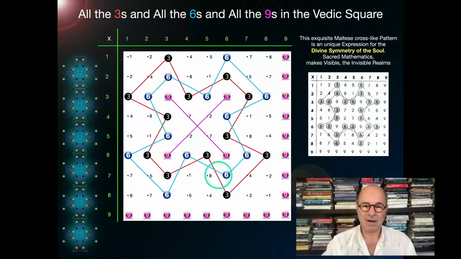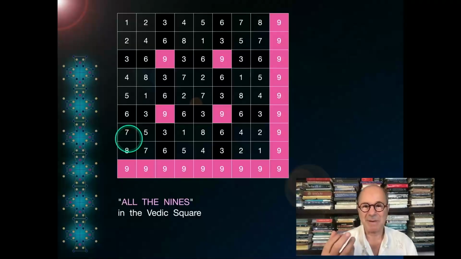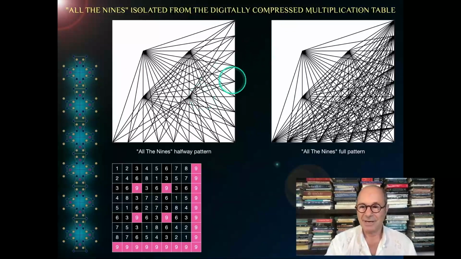So this is my version of the 3s, 6s and 9s all put together on computer. This is another version done by my graphic artist, and we're just showing you the internal symmetry. We're making visible the invisible world. So when we look at all the 9s, let's join this dot to every other dot, so this point connects to every other point. The full circuitry of the 9 looks like this, but the halfway point is if you only connected some of the dots. And what would happen if we put all the 9s together?